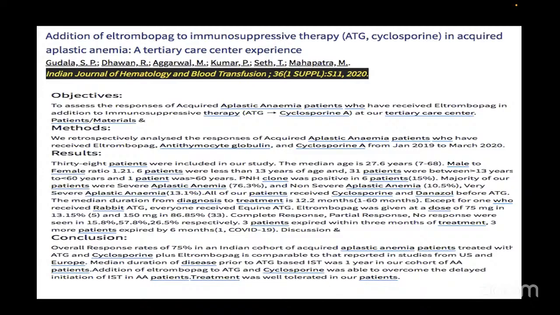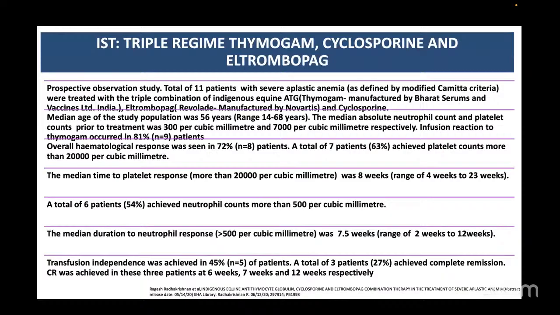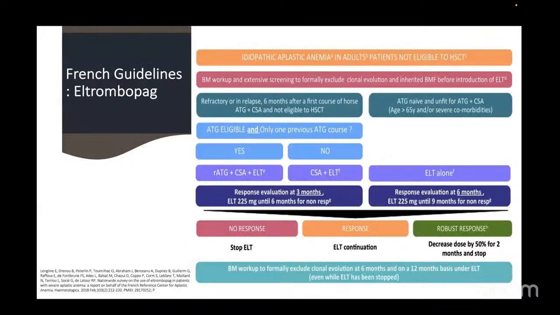So this particular study also shows a 75% overall response rate, which is good, with a triple regimen, that is Thymogam, cyclosporin, and eltrombopag. There is another study of 11 patients with severe aplastic anemia, and their median time to platelet response was 8 weeks. Overall response was to the tune of 72%, and around 63% of patients achieved platelet counts more than 20,000. Transfusion independence was seen in 45% of the patients. A total of 3 patients achieved complete remission. So soothing data are coming.